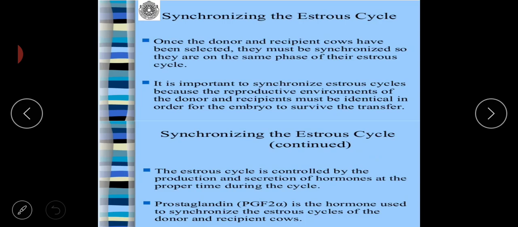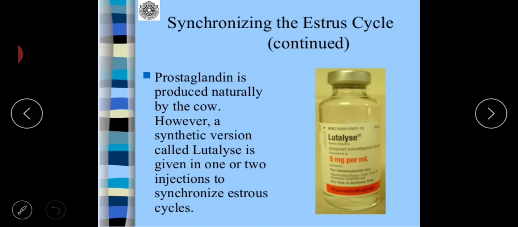The estrus cycle is controlled by the production and secretion of hormones at the proper time during the cycle. Prostaglandin, that is PGF2 alpha, is the hormone used to synchronize the estrus cycles of the donor and recipient cows. Prostaglandin is produced naturally by the cow. However, a synthetic version called Lutalyse is given in 1 or 2 injections to synchronize the estrus cycle.